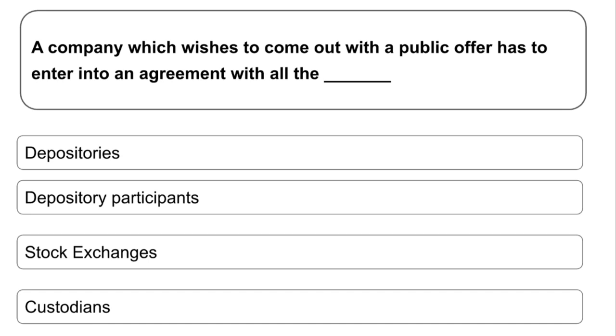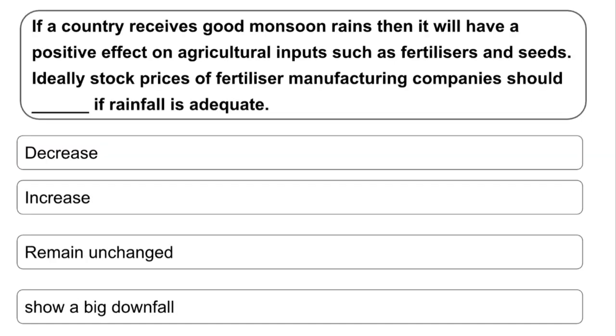A company which wishes to come out with public offer has to enter into an agreement with all the dash. So who all have to be in agreement when a company is wishing to go for an IPO? Options are A, depositories, B, depository participants, C, stock exchanges, D, custodians. And the correct answer is all the depositories. Going to the next question.